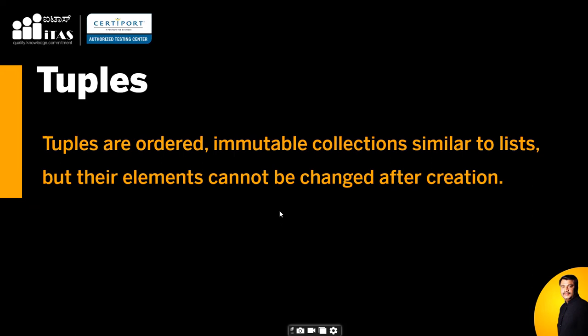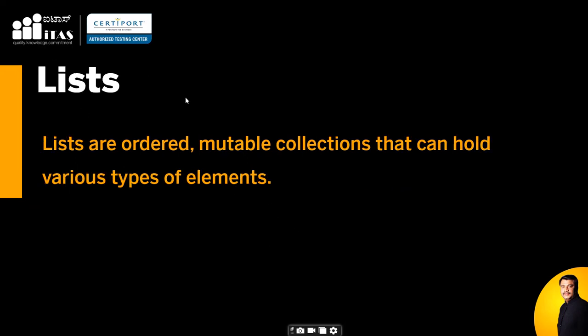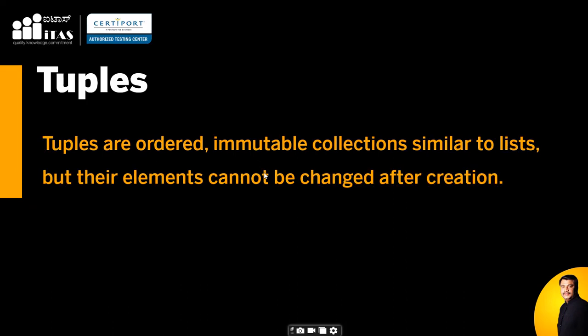Tuples are immutable collections similar to lists. Tuples and lists are the same; the only difference is that a list is editable and tuples are non-editable. That's why it says immutable, meaning we cannot modify it. Their elements cannot be changed after creation, which means we cannot change the elements after the creation.